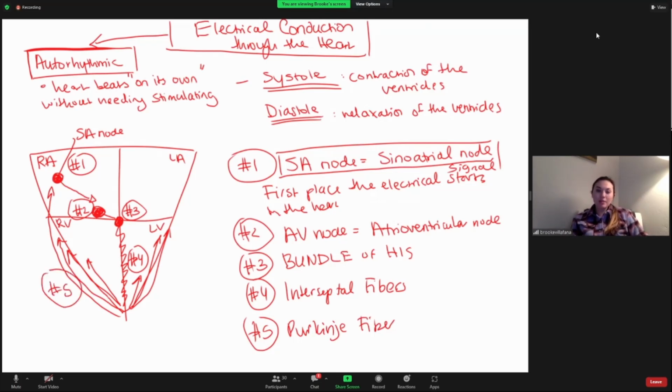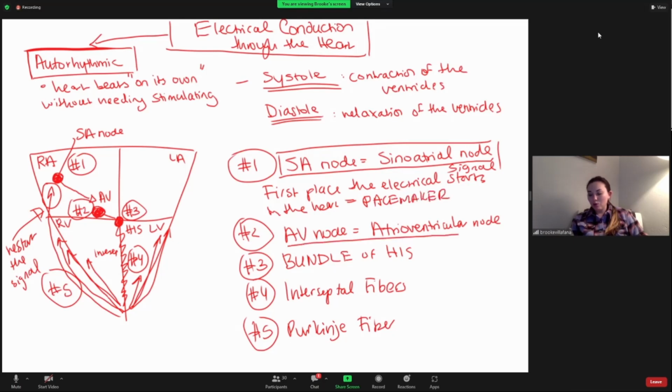So we start with the SA node, it sends it to the AV node, then we go to the bundle of His, then the interseptal down the middle of the heart, and then up the sides. And one Purkinje fiber, this guy right here, is going to restart the signal. The SA node is also called the pacemaker.